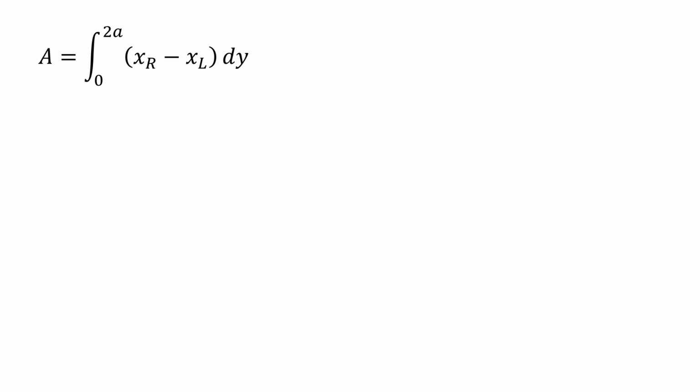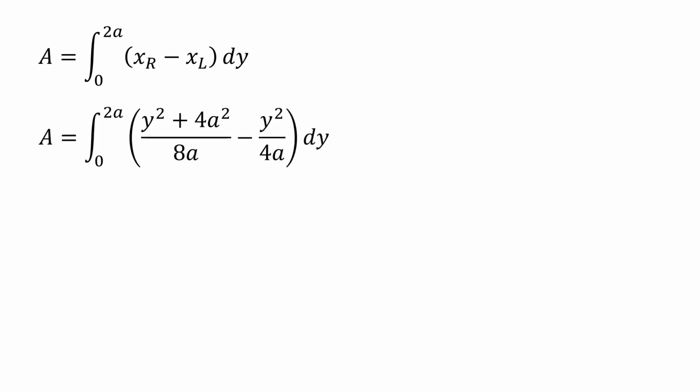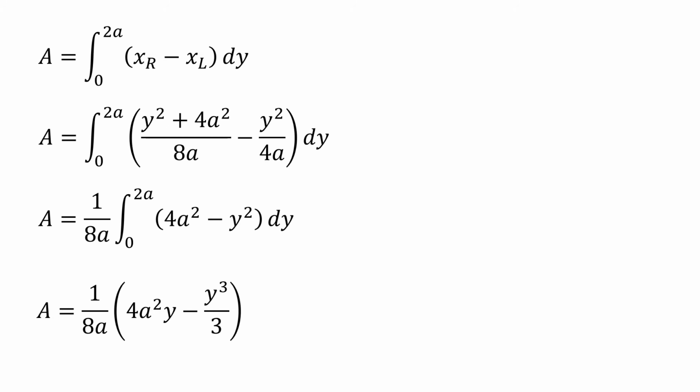Substituting the values of xr and xl, we get A is equal to the integral from 0 to 2a of the quantity y squared plus 4a squared over 8a minus y squared over 4a dy. A will be equivalent to 1 over 8a times the integral from 0 to 2a of the quantity 4a squared minus y squared dy. Integrating each term, we get 1 over 8a times the quantity 4a squared y minus y cubed over 3, with limits from 0 to 2a.